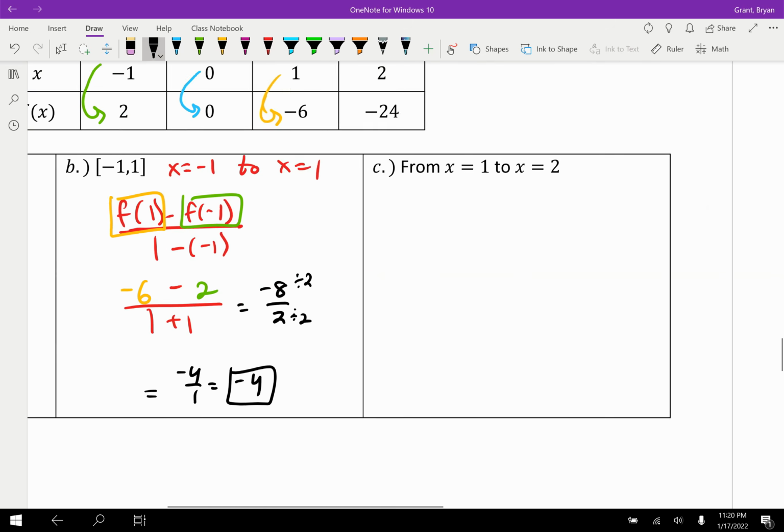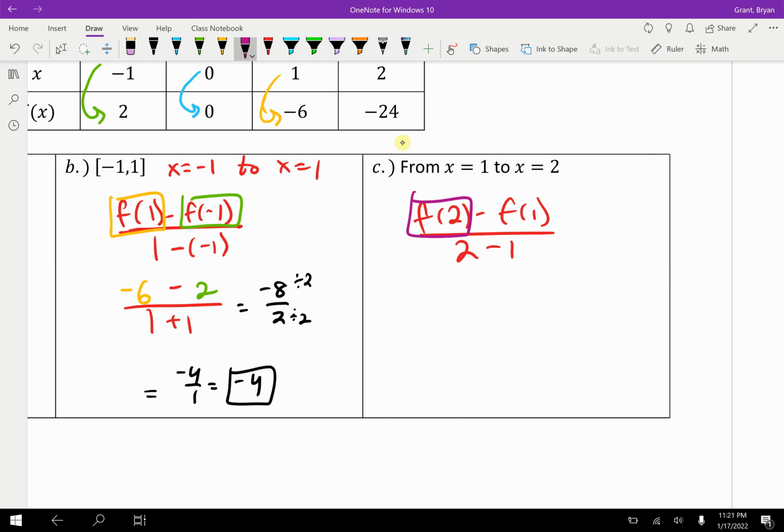Last one. From x equals 1 to x equals 2. Same stuff. f of 2 minus f of 1, divided by 2 minus 1. Our friendly slope formula. Okay, f of 2 we haven't done yet. I'll do that one in purple.